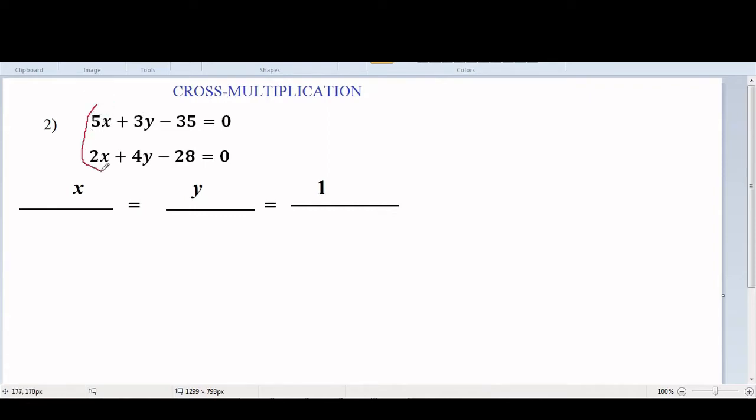For solving x, just ignore this portion, and here in the remaining portion you have to apply the crisscross multiplication or the cross multiplication. Simply 3 will be multiplied with minus 28 and 4 will be multiplied with minus 35. And in between you have to give minus sign.